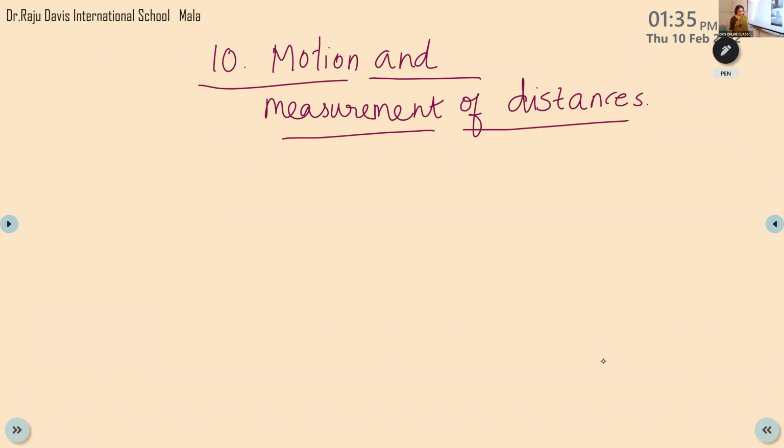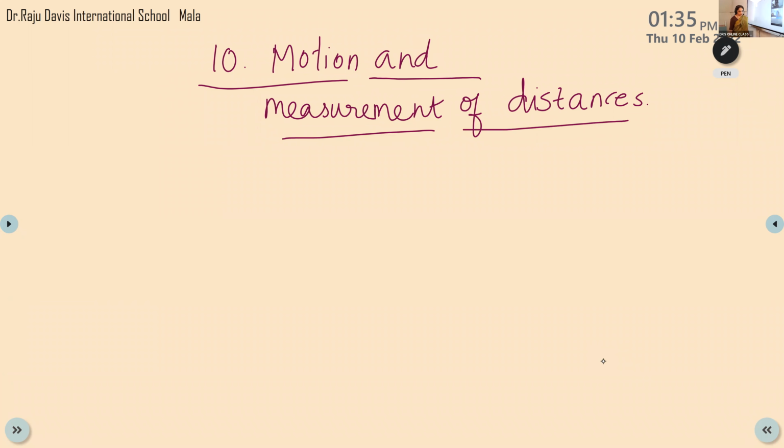When we throw some stone or something up, that will come down. According to gravity, everything which we are throwing up should reach the ground. Which motion is that one? Rectilinear motion.